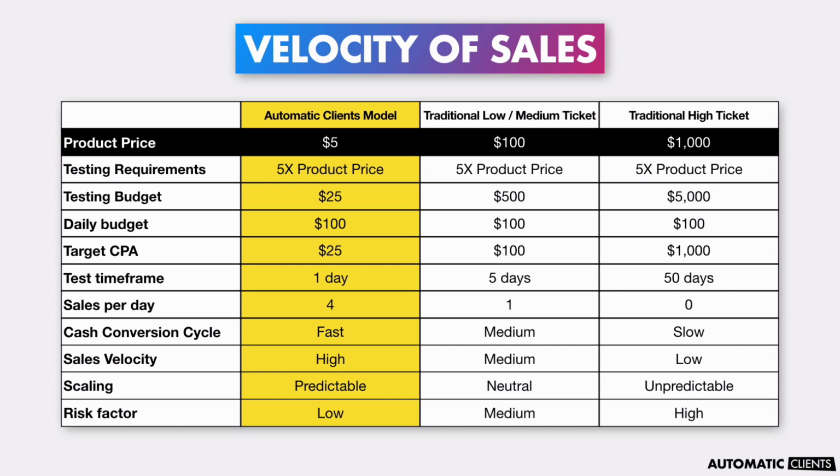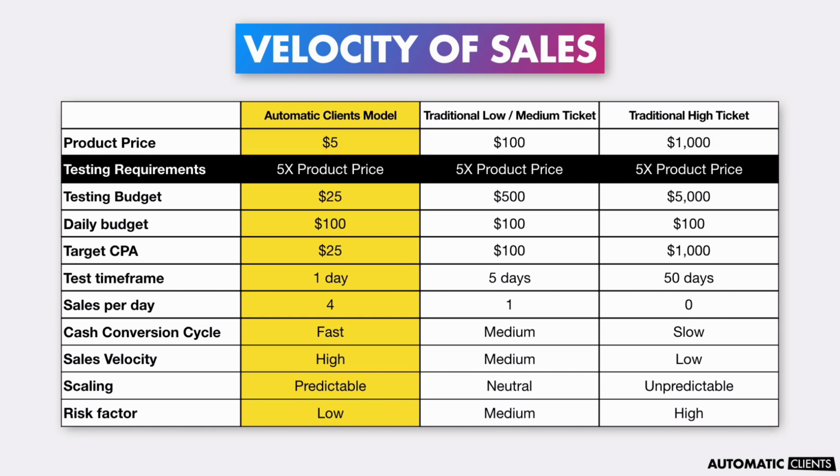So here we have 3 price points. The Automatic Clients model, which is our model, is $5, right? You have the traditional low ticket model, which is $100, and then the traditional high ticket, which is $1,000 to $2,000, right? So next slide, please. Now we go to testing requirements.